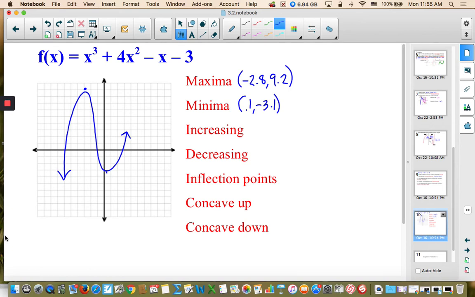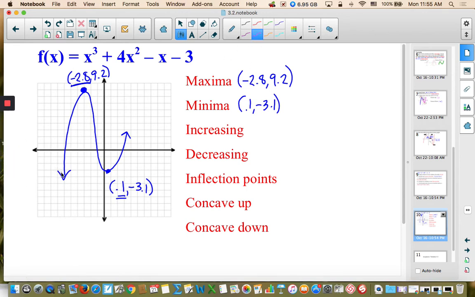Now, where is it increasing and where is it decreasing? Well, I'm going to put these points on here. And remember that really all I need is the x value. That's really what I'm going to look at here is the x value. So that's negative 2.8. And down here at the minimum, that's 0.1, negative 3.1. But again, I really just care about that x value. All right, so where is this graph increasing?